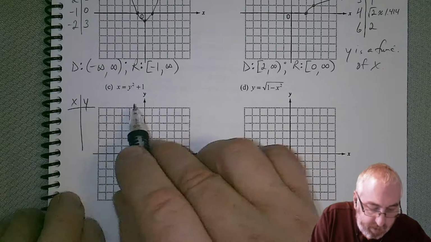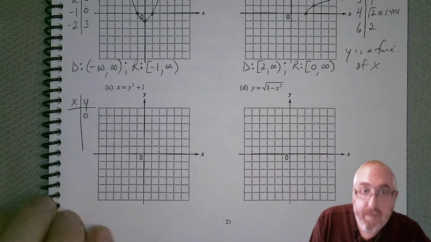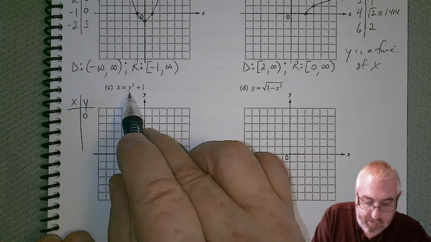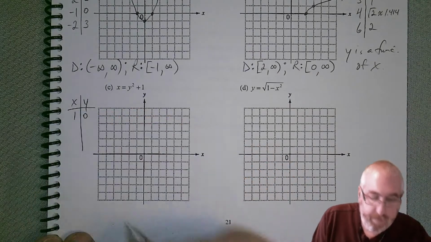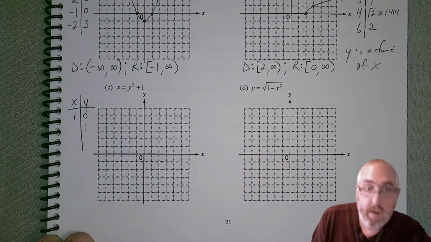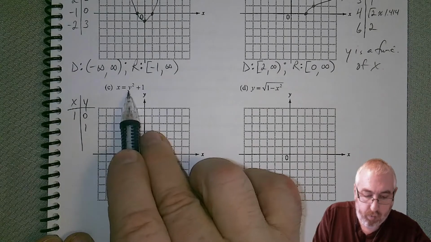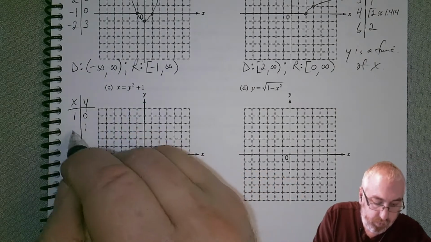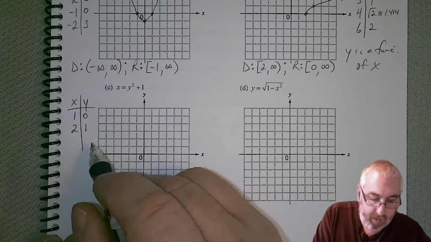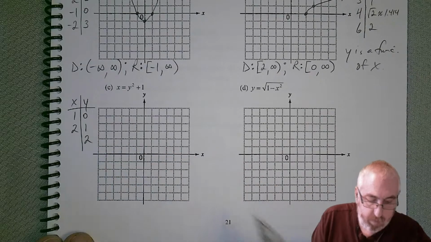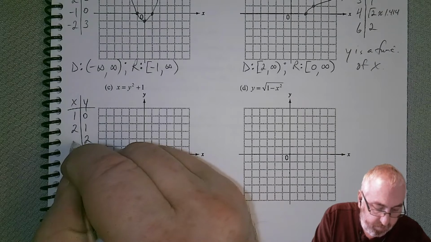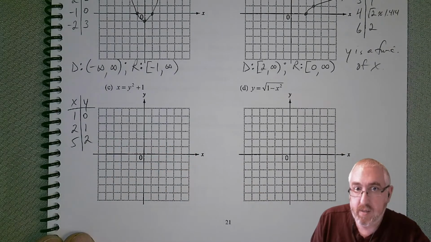So if we plugged in 0 for y, what do we get for an x? Well, 0, so let's say we get a 1. All right, well, let's plug in a positive 1 for y. 1 squared is 1, 1 plus 1 is 2, so 2 would be the value of x. All right, what about 2 for y? 2 squared is 4, 4 plus 1 is 5, so 5 would be the value of x.